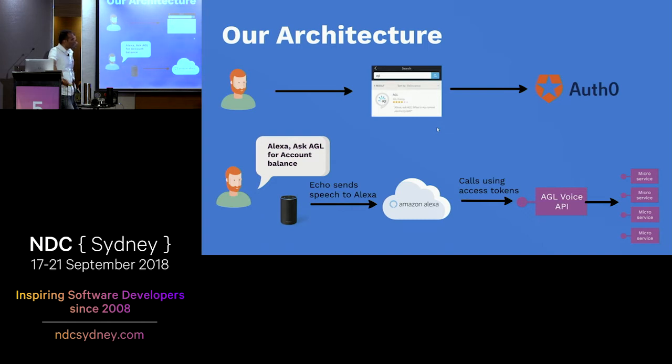So what happens is when you authenticate here, we use OAuth tokens. So we give Amazon a refresh token, right? That's an indefinite token that they use.